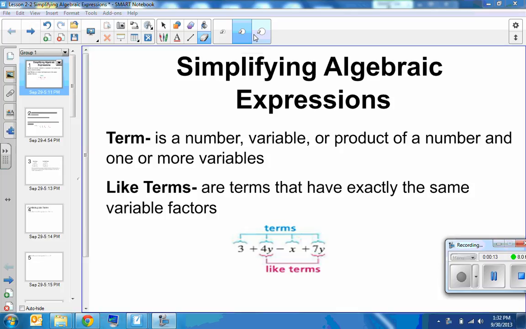If you look at the two definitions I have, there's term and like term. A term is a number, variable, or product of a number and one or more variables. Like terms, we've talked about in class, are terms that have exactly the same variable factors. Here you'll notice there are 1, 2, 3, 4 terms, and positive 4y and positive 7y are like terms.